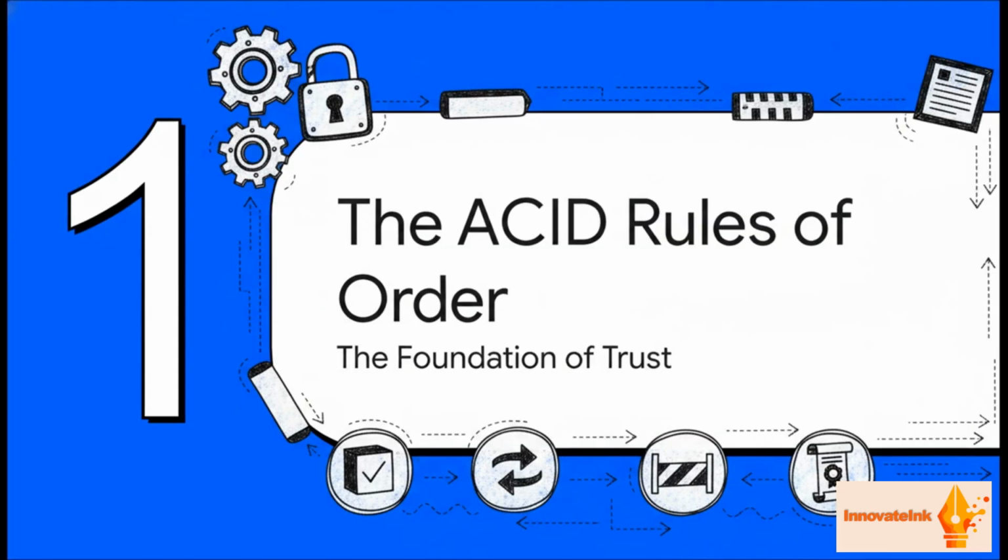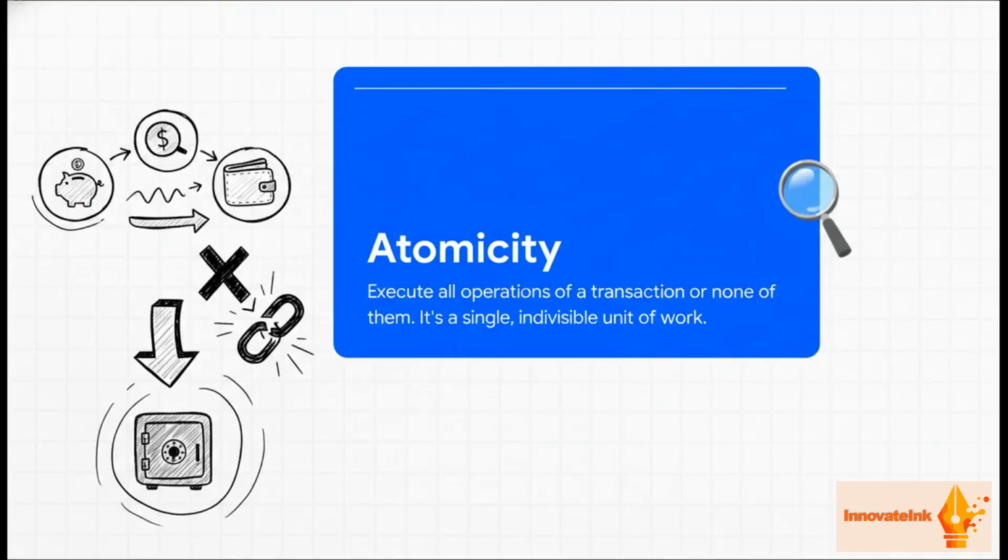To stop that data corruption we just saw, every single database transaction has to play by 4 fundamental rules. You'll hear them called the ACID properties, and they are the absolute foundation of trustworthy data. First up is A for atomicity, and this one's simple. It's all or nothing. A transaction is a single unit. Think about a bank transfer. It's really 2 operations, a debit and a credit. Atomicity promises that either both of those happen successfully, or if something fails halfway through, the whole thing is rolled back like it never even started. No money gets created or destroyed.